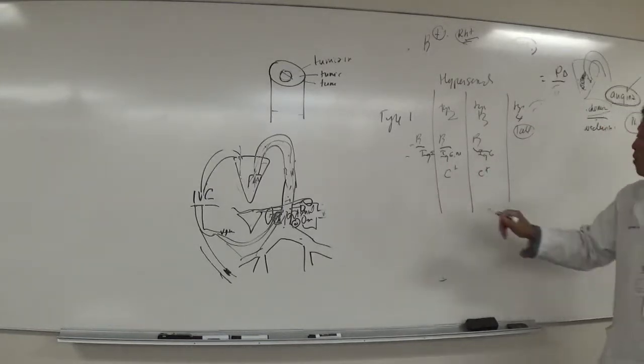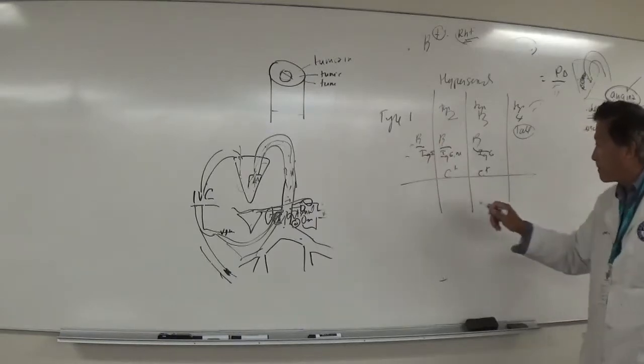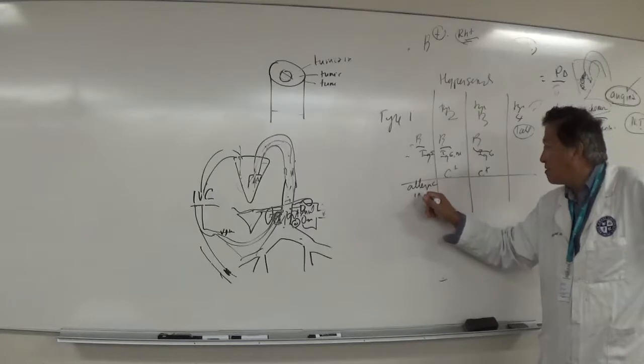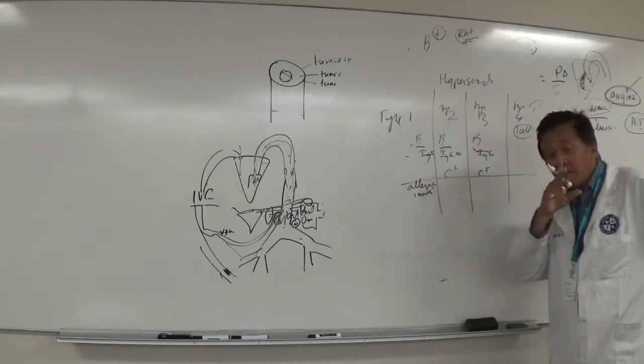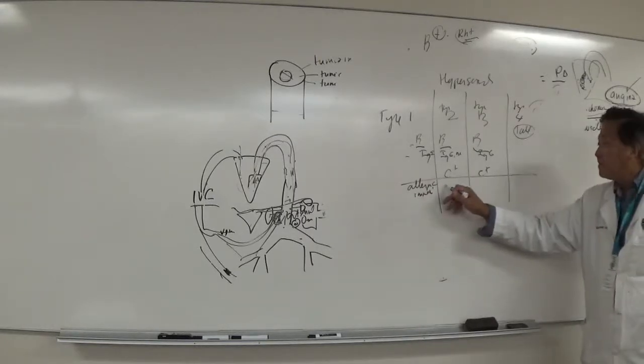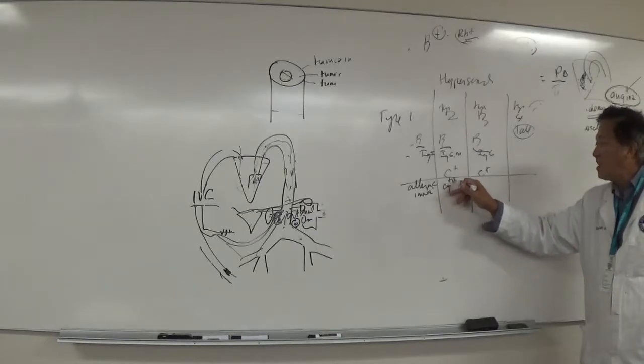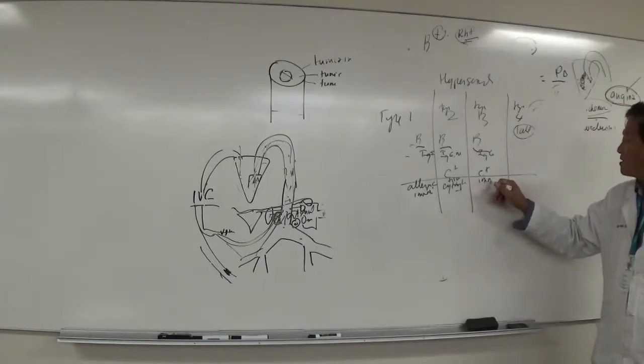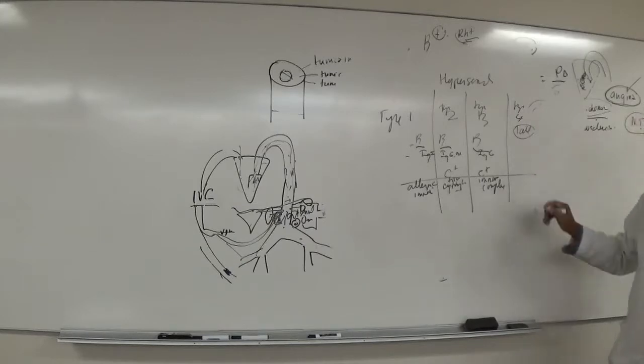Okay, what else? What's another name for type 1? Immediate. So allergy, what else? Immediate, right? What's another one for type 2? Tissue sensitive, cytolytic, cytotoxic. What about type 3? Immune complex disease. And type 4 would be delayed what?